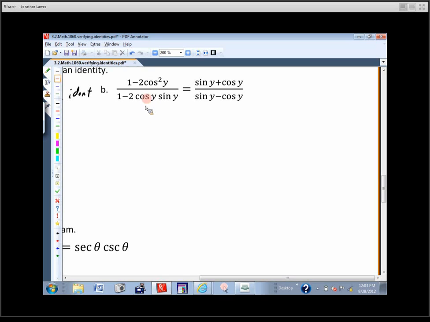Is top a difference of squares? It's not, because 2 is not a perfect square. Good try. I think we're barking up the wrong tree here. Let's do this one right here. Any ideas there?